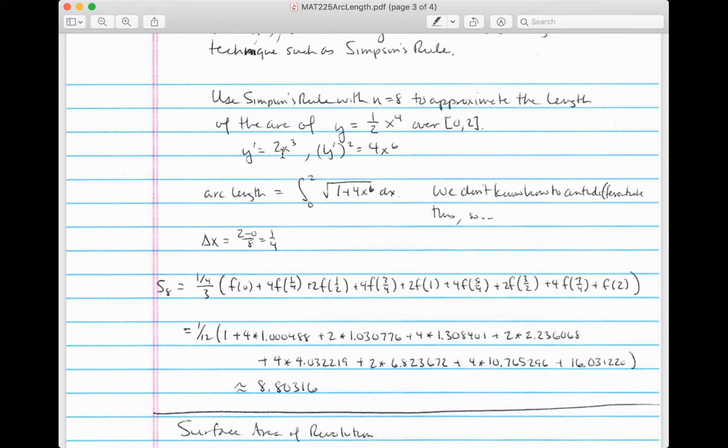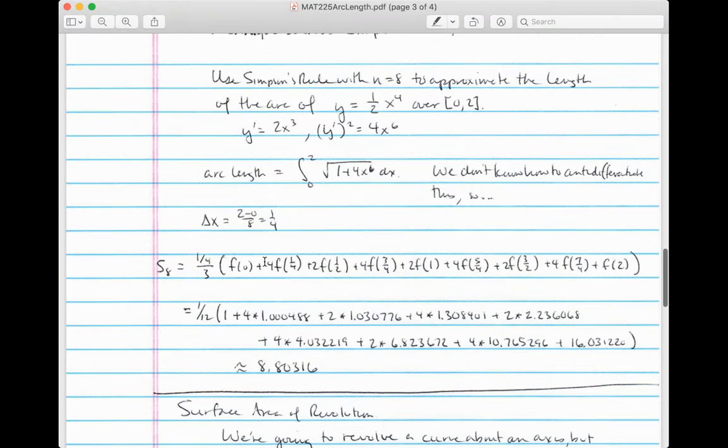F prime is 2x cubed. When we square that, we get 4x to the 6th. And so my arc length literally is the integral from 0 to 2 of the square root of 1 plus 4x to the 6th. I don't know an antiderivative for this, so I'm going to go back and rely on Simpson's rule. I've suggested we use n equals 8.